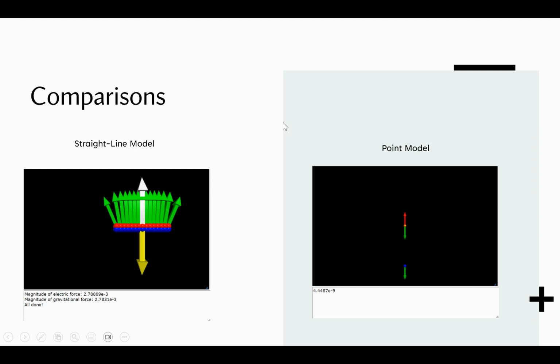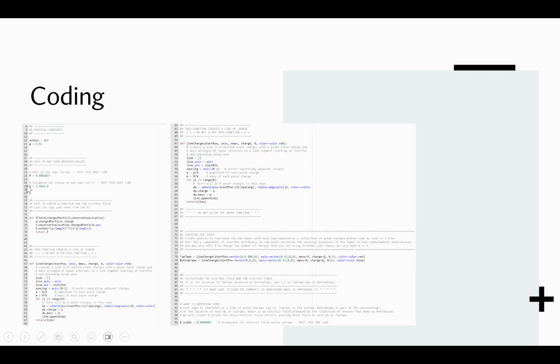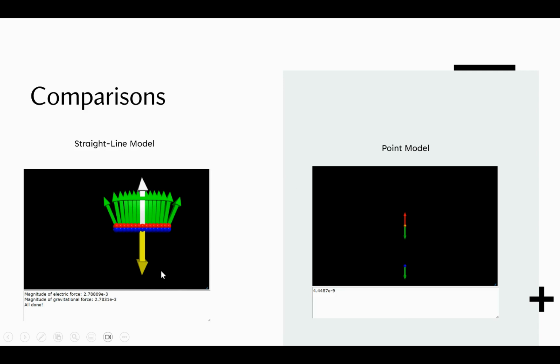So for comparisons and also the what-if, this is the straight line model. It predicted a gravitational force of 2.78 e to the third. So we ended up having to get that Q as close to it as possible, which ended up being 1.401 e to the negative 8, for the magnitude to be equal. This is a little bit bigger than the charge from the point model, which was 4.47 e to the negative 9.